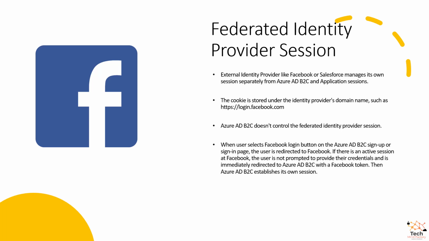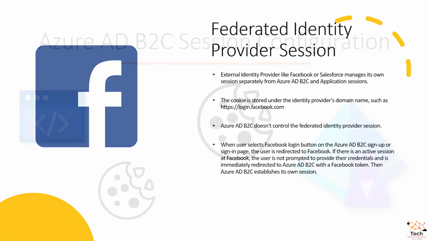When the user selects the Facebook login button on the Azure AD B2C sign-up or sign-in page, the user is redirected to Facebook. If there is an active session at Facebook because the user is already authenticated there, the user is not prompted to provide their credentials and is immediately redirected to Azure AD B2C with a Facebook token. Then Azure AD B2C establishes its own session. That's very important. Even if we are already authenticated in Facebook, B2C will establish its own session.